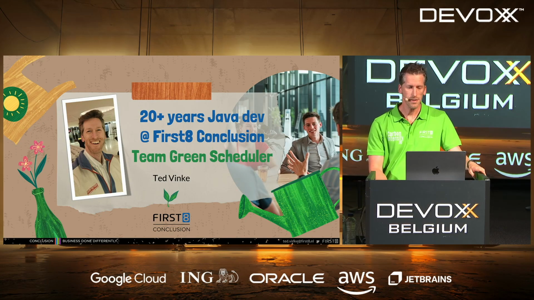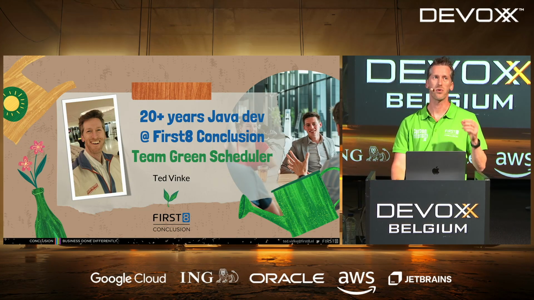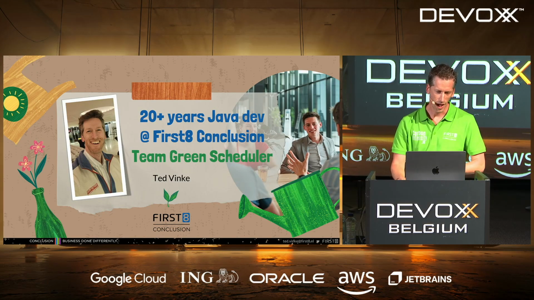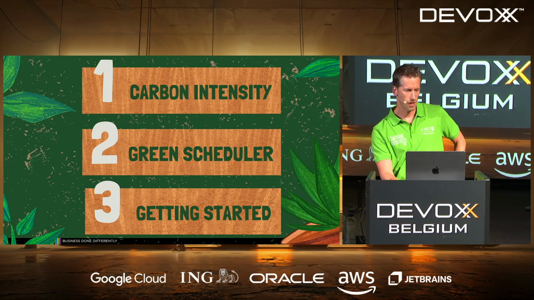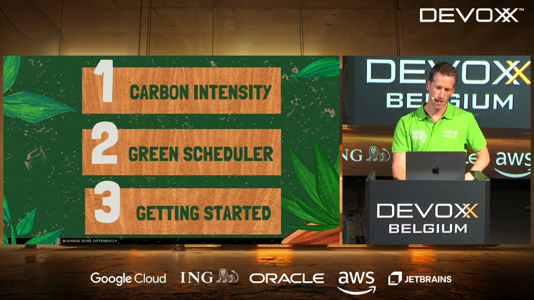So I hope you like it, understand why we created this library, and I hope you will join us in our cause to build a greener environment. So this is the agenda. I'm going to do this in 3 parts. First, I will give you some background on electricity and carbon intensity. Then I will tell you what we built with it. And finally, how you can use it in your own projects.